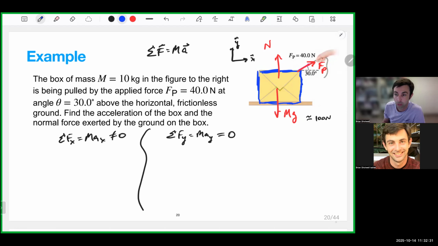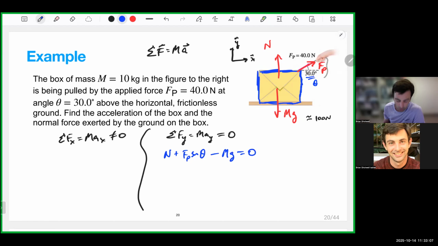So let's start with the y direction because that part's equal to 0. So presumably it's easier. We can get some information out of it. All three vectors have a non-zero y component. Looks like two of them have a positive y component. One of them has a negative y component. So we have N plus Fp sine theta. I'm just going to leave 30 degrees as theta for now. Is equal to, or minus mg is equal to 0. So that's the y components of the three different forces. Two of them are positive, one of them is negative, and they add up to 0.